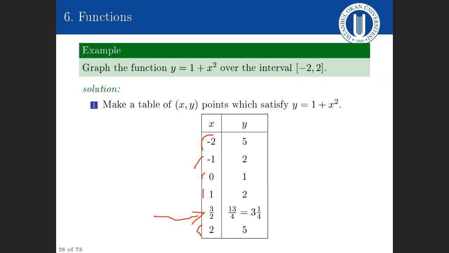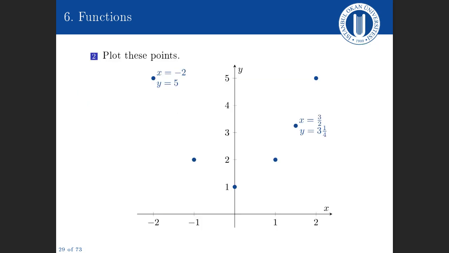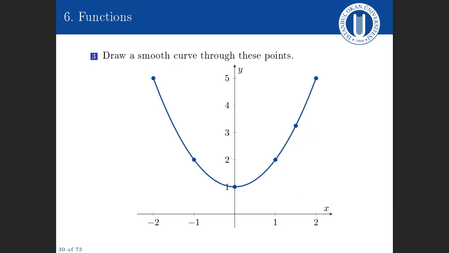If x is -2, y is 5. If x is -1, y is 2, etc. I want to plot these points on some xy axes. Here they are. For example, this is the point where x is 3 over 2 and y is 3 1/4. And then step 3, draw a smooth curve through these points. This is the graph of the function 1 plus x squared.